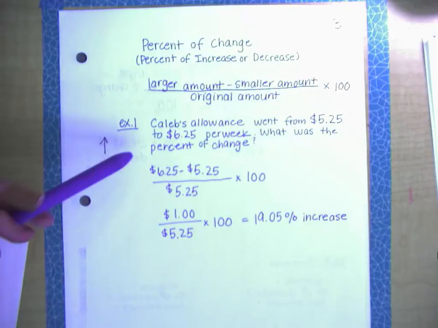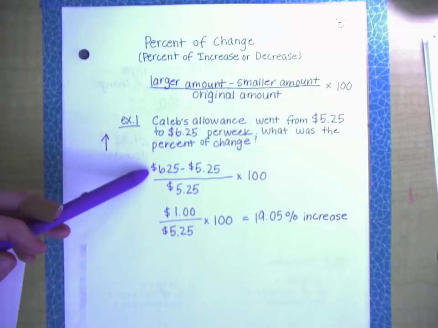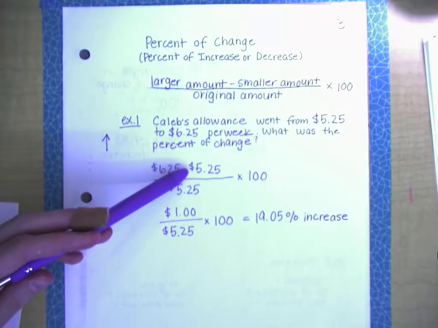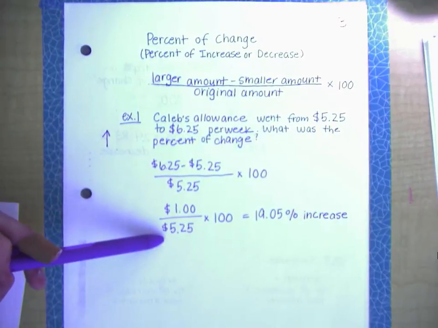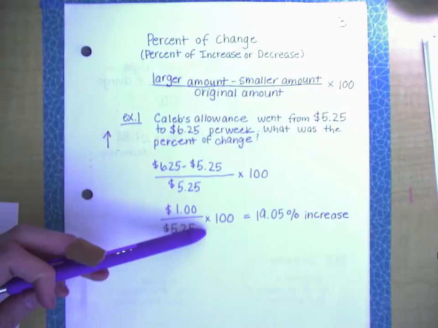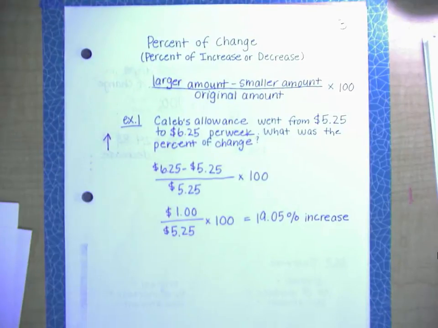Okay? So in this first example, we took 625 minus 525 and got a dollar. Divided it by 525 and multiplied by 100, which would give us 19.05%. And that was an increase. Okay? So let's do another example.